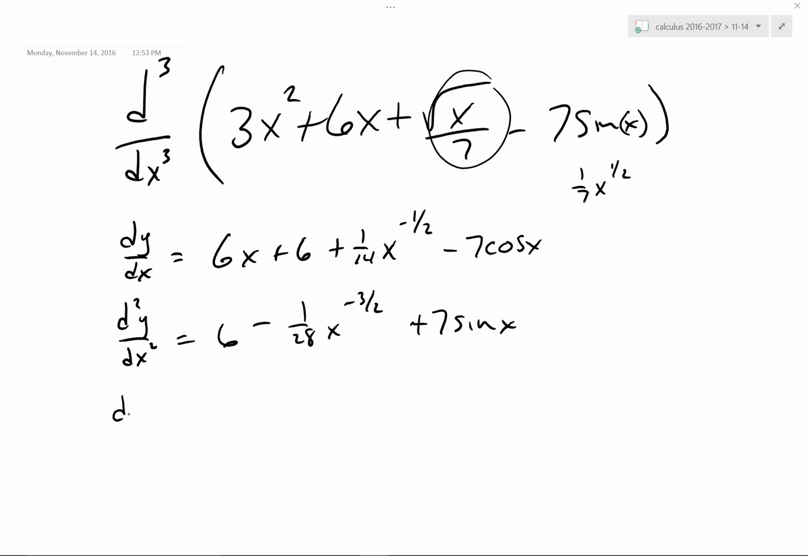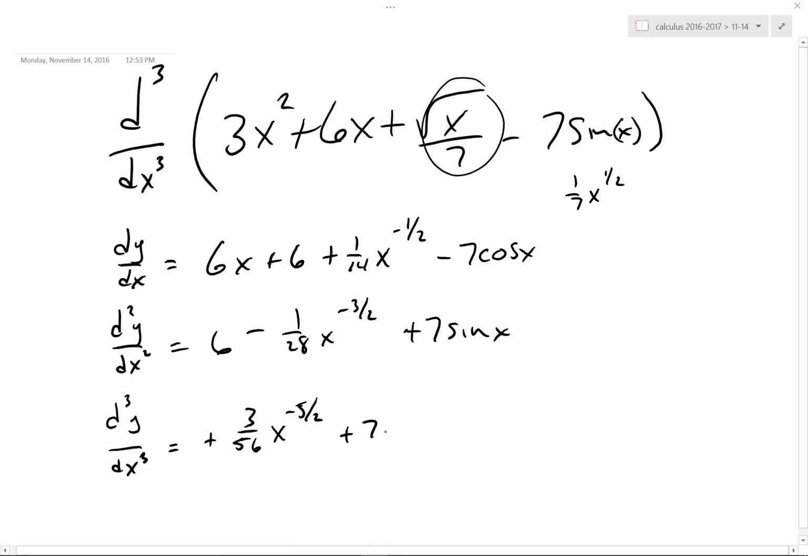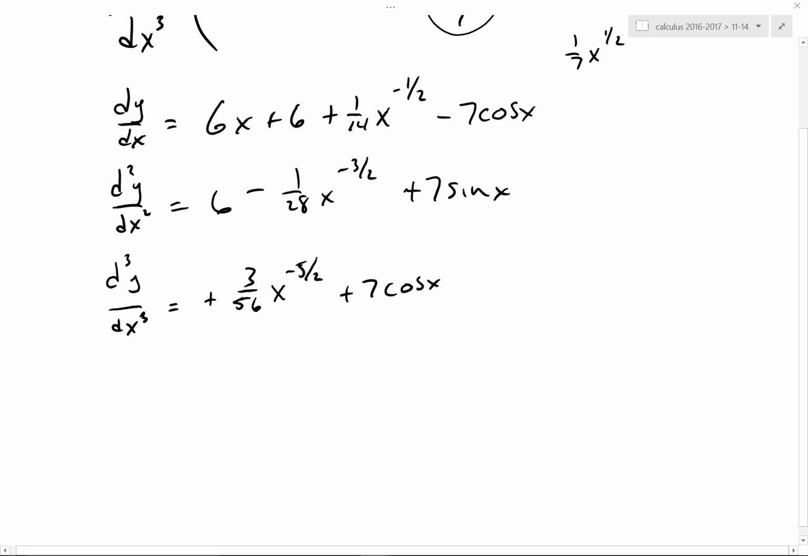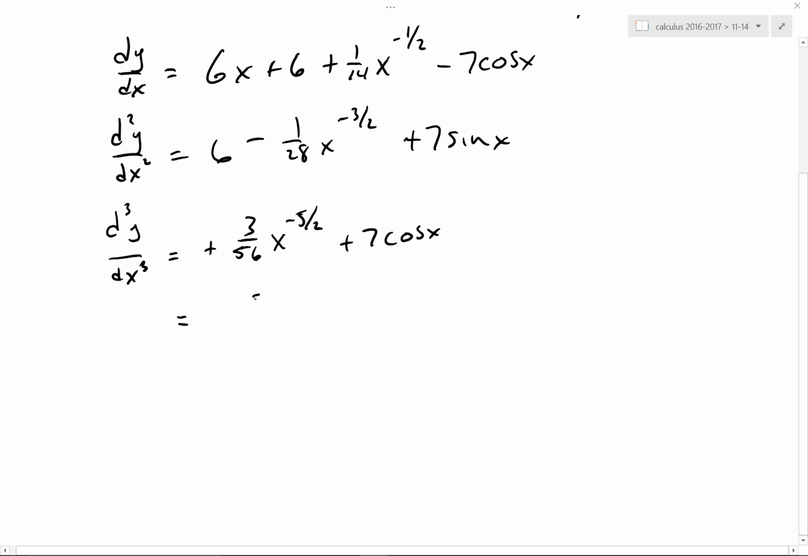And then third derivative, here we come. And here's our answer. So our answer, of course, is going to be positive 3/56 x to the minus 5 halves plus 7 cosine x, which then a normal person might choose to write thusly. I didn't say that you had to be normal. I just said a normal person might write it that way.